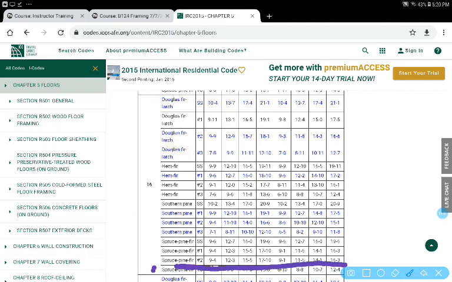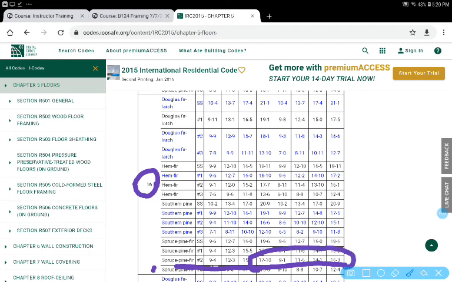That's that line. So if I told you I had a live load of 40 pounds per square foot, a dead load of 20 pounds per square foot, we were building 16-inch on centers, we were using spruce pine fir SPF number 2, then I know I would be in this general vicinity of my allowable spans.